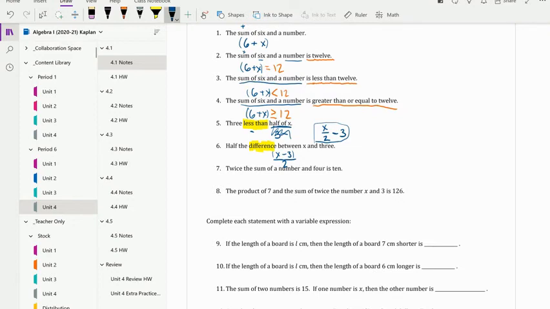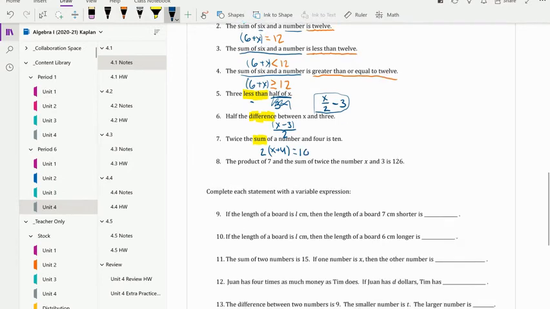Okay? Number 7, twice the sum of a number and 4 is 10. So again, I see sum. This is where the parentheses are going to come into play. So sum means addition. The sum of a number and 4 is going to look like x plus 4. And I'm going to put that in parentheses because it's twice that sum. So twice implies that we're multiplying by 2, right? So twice that sum is, which means equals, 10.